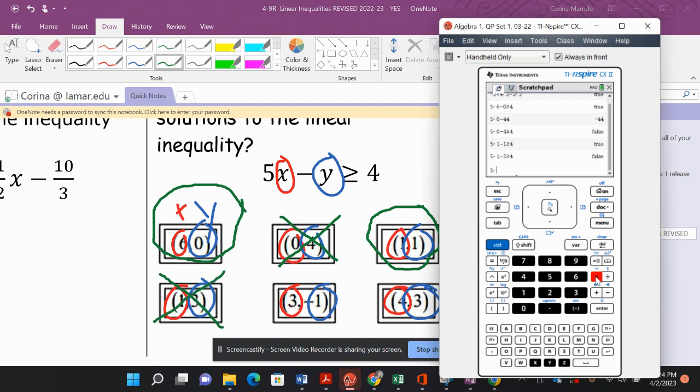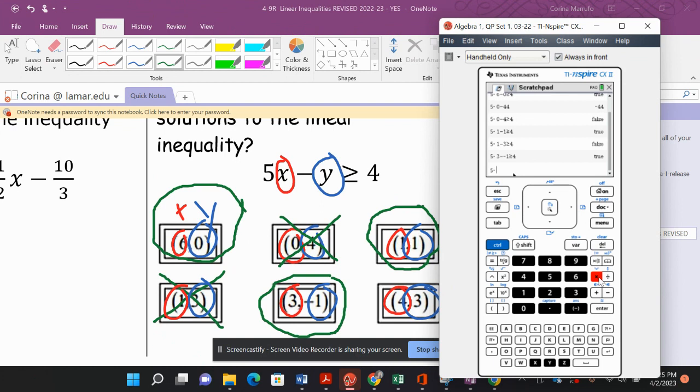And then the next one, 5 times 3 minus negative 1. So be careful because we have a double negative right here, okay? So don't forget to put it in. And then greater than or equal to 4. Enter. This gives us true. So this one is also one of our solutions.